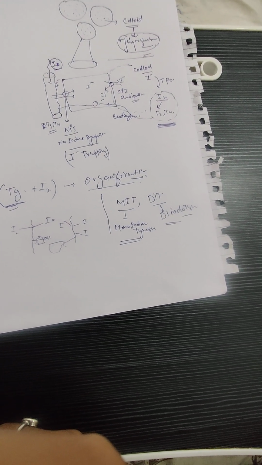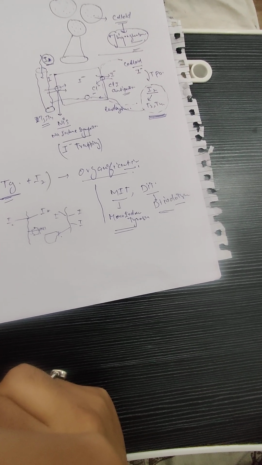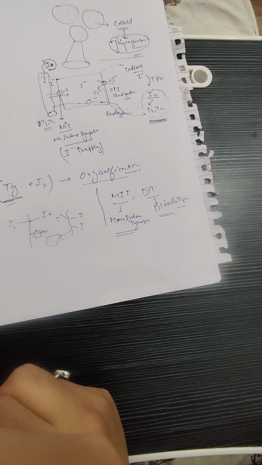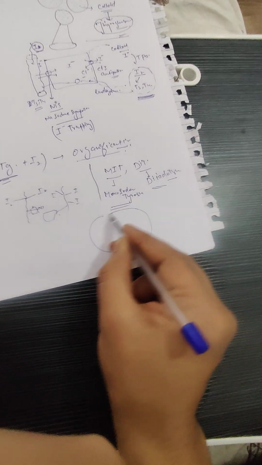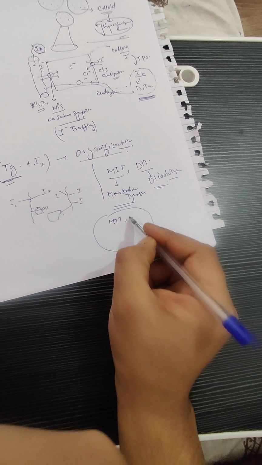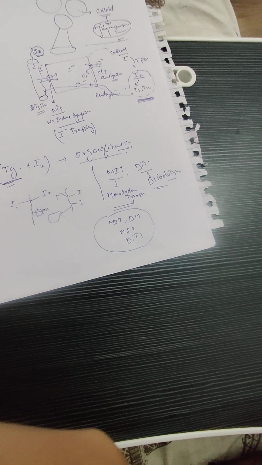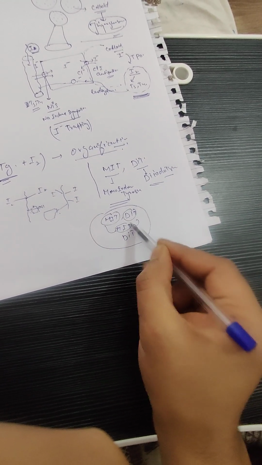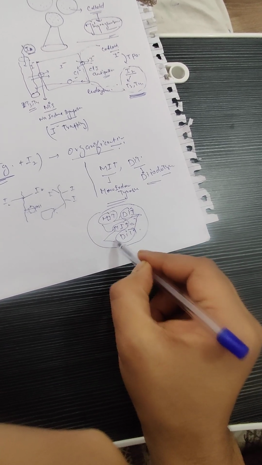Now this monoiodotyrosine and diiodotyrosine will react with each other. Let's say this is the colloid here, and there are lots of MIT and DIT formed. So they will react with each other. Maybe MIT will react with MIT, DIT will react with DIT, or MIT will react with DIT.